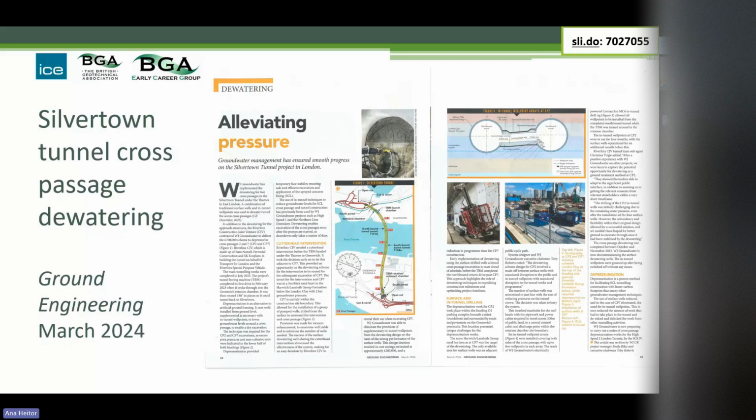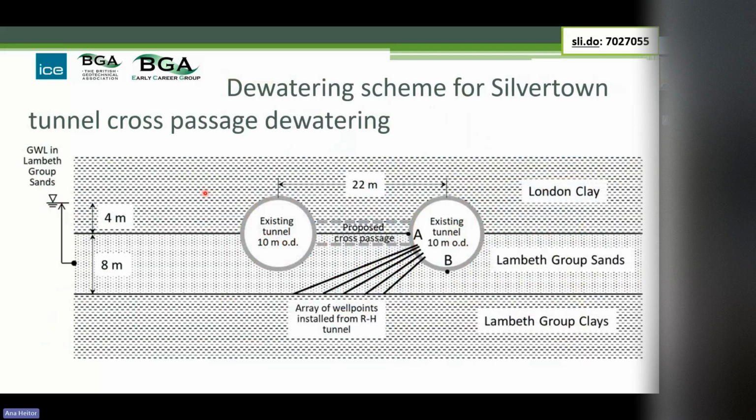If you look at the top right of this screen, where the laser pointer is, this is the cross section through the cross passage. The next view shows an idealized version of that. We've got London Clay, Lambeth Group sands, and below that Lambeth Group clays. The idea is that we dewater for the construction of the cross passage by putting in a series of well points from the right-hand tunnel.